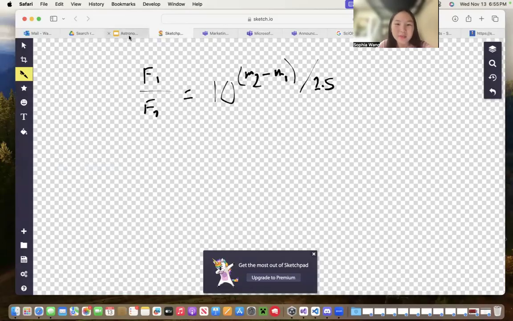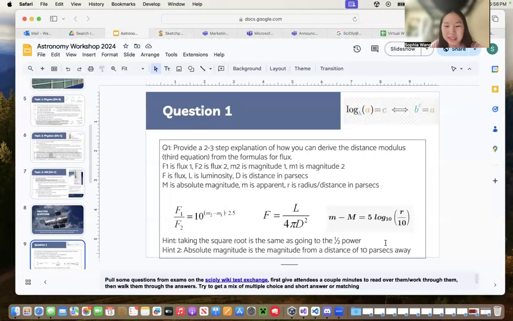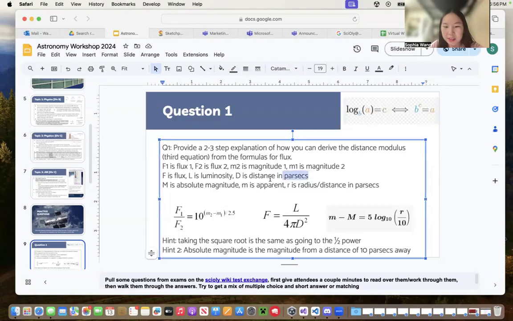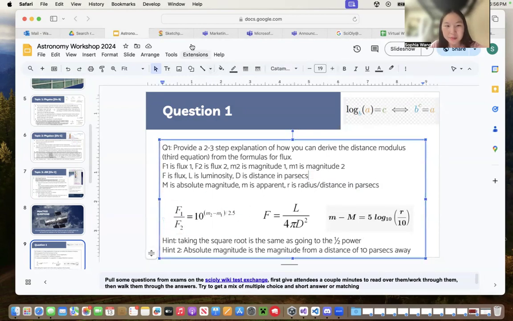Okay, and then from here, the first immediate step I would notice is that you have another equation for flux, which is F equals L over 4 pi d squared, right? And more importantly, this formula has d, which is distance in parsecs, and r is distance in parsecs. We really want to have r because that's part of our distance modulus equation. That's the whole point of it. And we do not have that in this first flux formula.